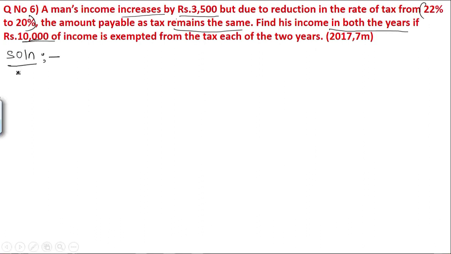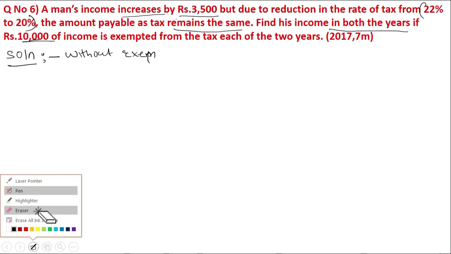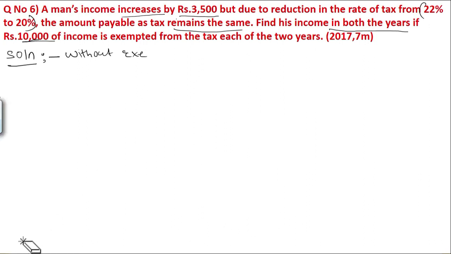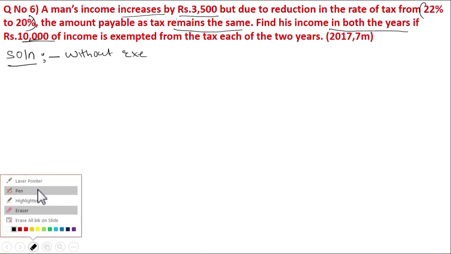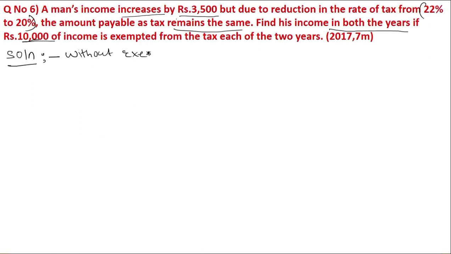So again a similar problem. Here also, first they have asked us to find the income in both years. So what will we do? This income is without exemption. Okay. So without considering the exemption, I will write it clearly, because we will add the exemption in the final answer.